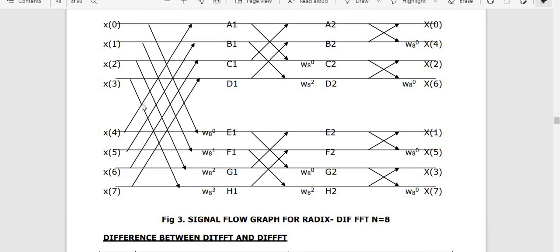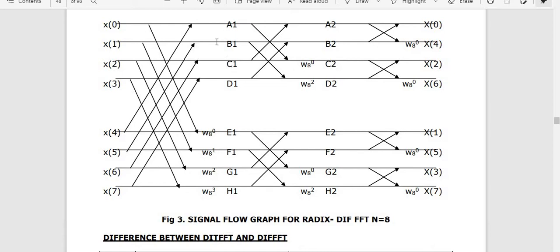For G1, x of 2 minus x of 6, W8 of 2. For H1, x of 3 minus x of 7, W8 of 3. So these are my stage 1 analysis for DIF-FFT. What about A2, students? For A2 I can write A1 plus C1, right? That is A2. What is B2? B1 plus D1, right? We don't have any feedback till here. Whenever we get twiddle factor W8 of 0, W8 of 1, W8 of 2, W8 of 3, we can write the twiddle factor for that particular analysis. So for C2 what I can write? A1 minus C1 of W8 power 0.